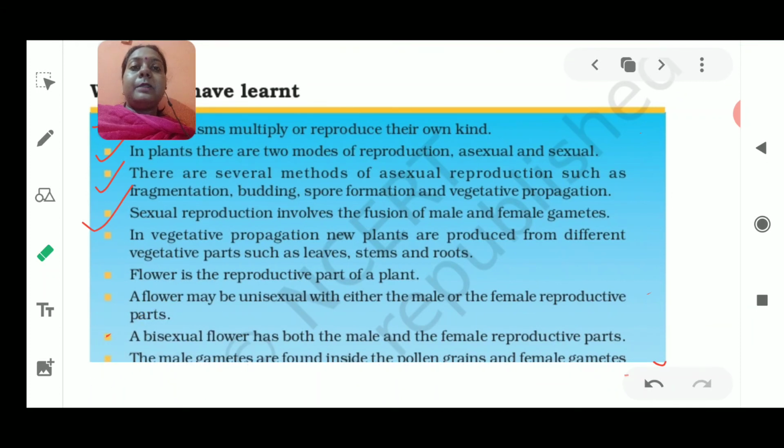For example, the rose flowers and the marigold flowers are all bisexual. Why? Because they contain both the parts. The pea plant is also there, and many other advanced plants have flowers with both the reproductive parts.